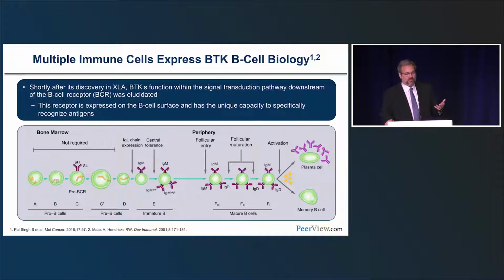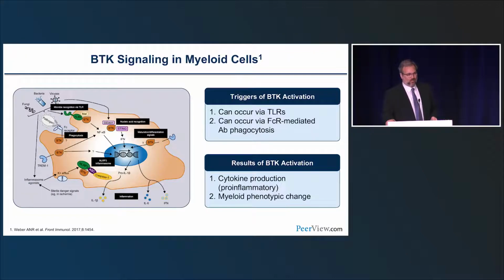In the pro-B cells, Bruton's tyrosine kinase really doesn't play a role. So you can find pro-B cells in the bone marrow of patients with X-linked agammaglobulinemia, but they don't develop pre-B cells, immature B cells, mature B cells, or plasma cells, and they don't go through the maturation. And so the Bruton's tyrosine kinase as a protein is critical to the development of a functional B cell relative to the immune system. But this is not the only cell where Bruton's tyrosine kinase plays a role.